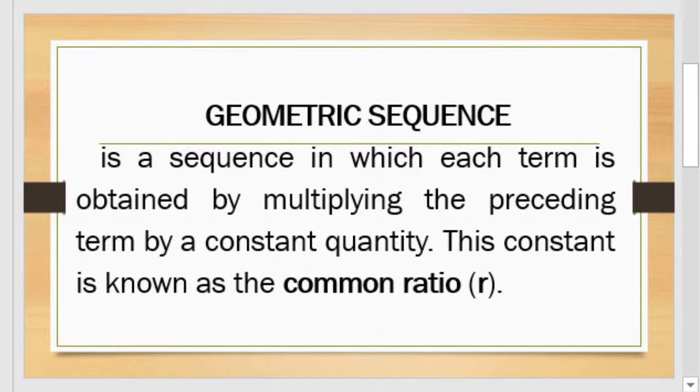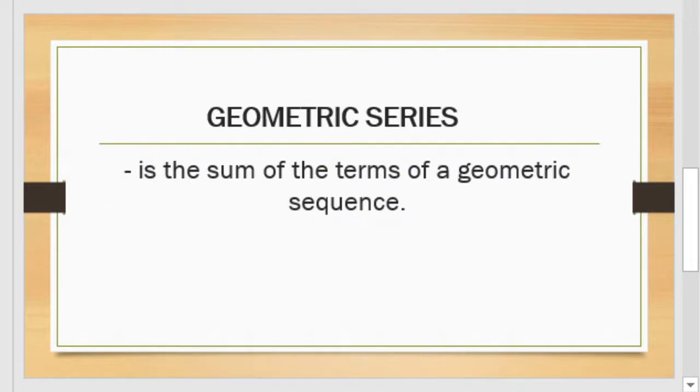Kinahanglan gini nato siya nga definition kay kung dili po geometric sequence ang atong makit-an, so we cannot use the formula nga atong paghisgutan karon para pagkuha sa iyang series. So what is geometric series? A geometric series is the sum of the terms of a geometric sequence. So i-add nimo ang mga terms sa geometric sequence, we call that the geometric series.